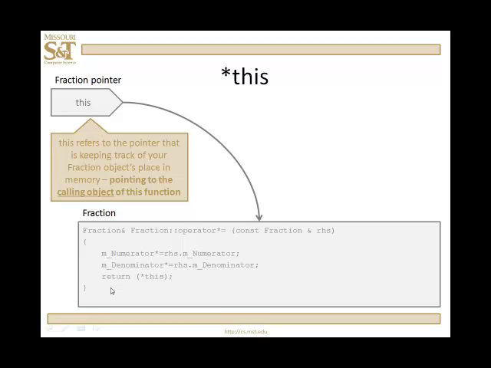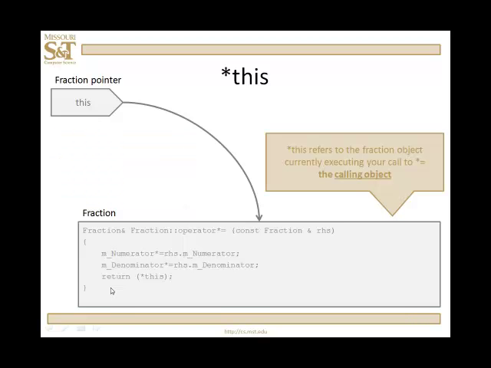So when you're talking about user-defined types, then this is a pointer, or an address, of the calling object of the current function being executed. But this, and that's the key word, is not the calling object. It's a pointer to it. It's an address of the calling object. To get to the calling object, then you have to use star this. That is the calling object. So in this function, I want to return a reference to a fraction. I'm going to return star this, which is the calling object.